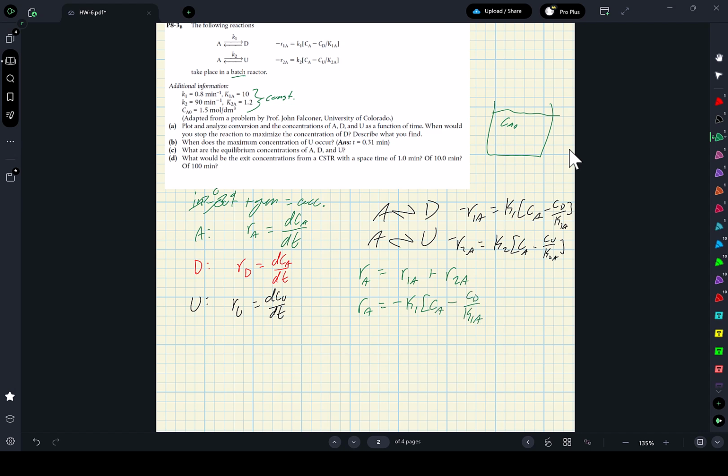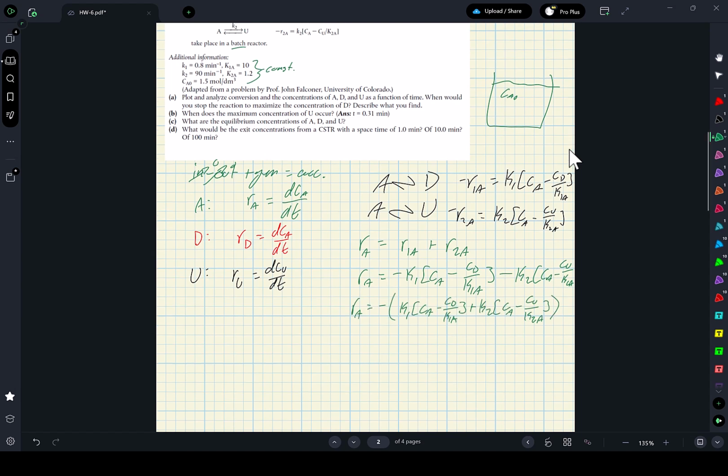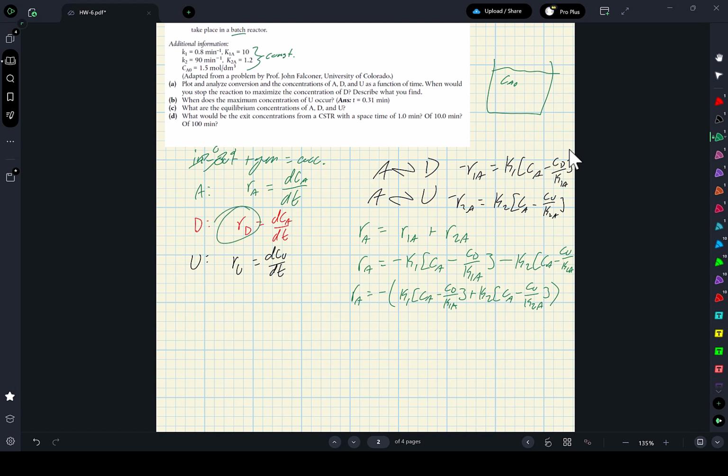So that's just this first one, and then plus, so it's going to turn into a minus, our R2, our K2 times our CA minus CU over K2A. So our rate of A is just what our reaction rate is, and we can then just take this and plug it into there. Okay. Next, we need to figure out what is our rate of reaction of D now.